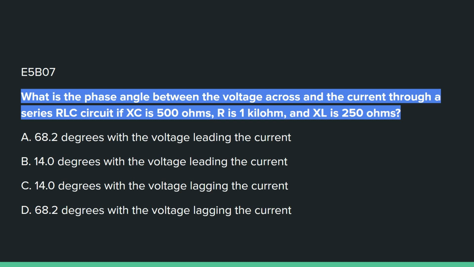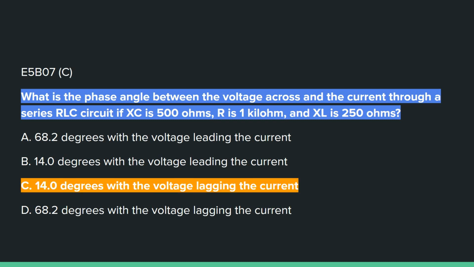E5B07, what is the phase angle between the voltage across and the current through a series RLC circuit if XC is 500 ohms, R is 1 kilohm, and XL is 250 ohms? The answer is C, 14.0 degrees with the voltage lagging the current.